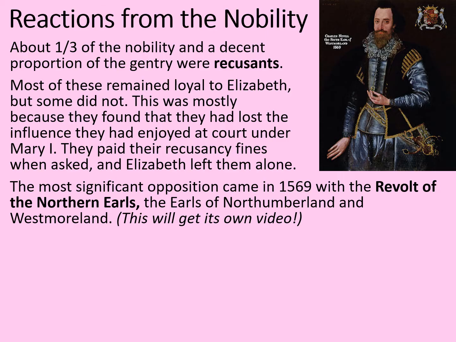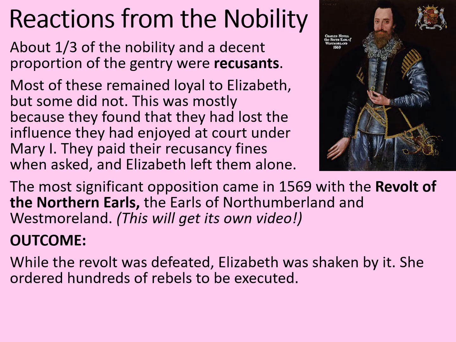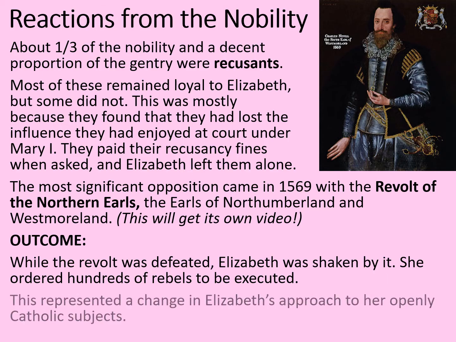The most significant opposition, though, came in 1569 with the revolt of the Northern Earls, the Earls of Northumberland and Westmoreland. But they will get their own video and we'll look at the events separately. So what's the outcome here? While the revolt was defeated, Elizabeth was in fact shaken by it. She ordered hundreds of rebels to be executed. So this actually represents a change in Elizabeth's approach to her openly Catholic subjects. She was prepared to turn a blind eye when they left her alone, but as soon as they began to get rebellious, she took a much firmer line.